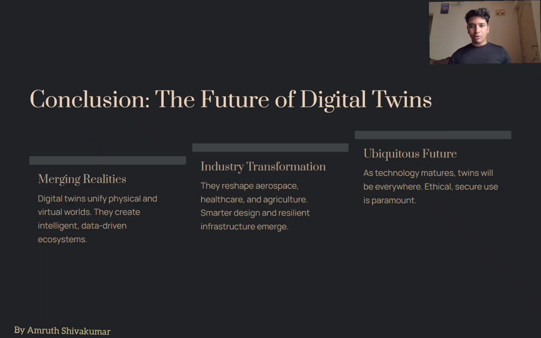As technology evolves, it reaches everywhere: homes, hospitals, factories, and entire cities. However, with great power comes great responsibility. Ethical implementation, security, and trust will define the next chapter of digital twin innovation.